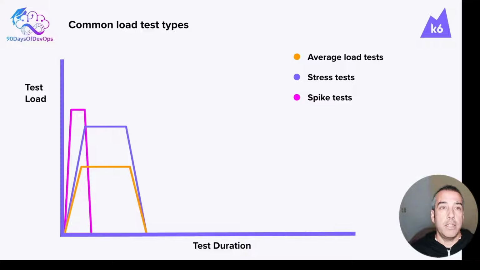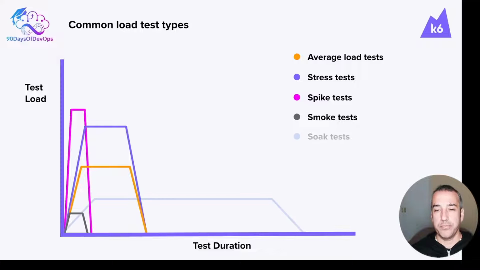Maybe people connect at a moment of the day, and then we go from very low to very high very quickly. Then we have a smoke test. It's a test with minimal load, minimal duration. We want to verify that our system behaves well with this minimal load and also that our script works. It could have many different goals.